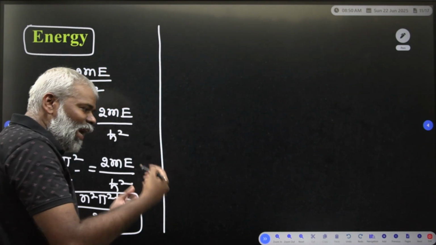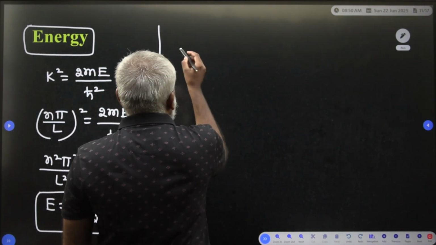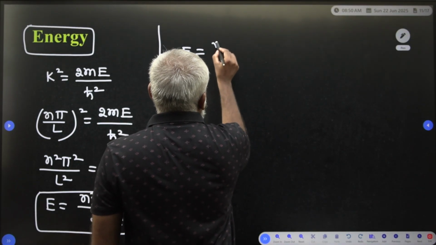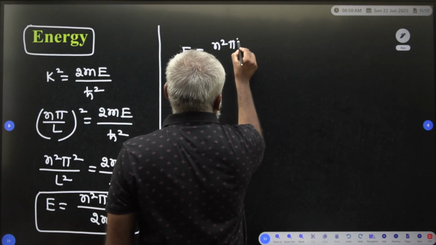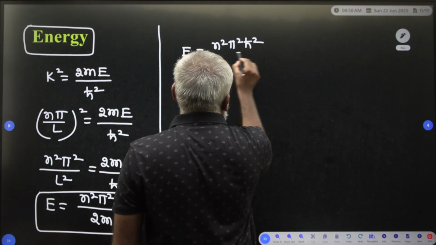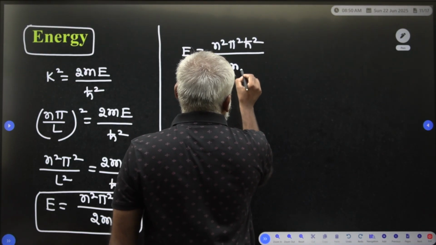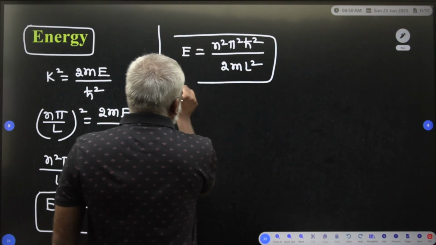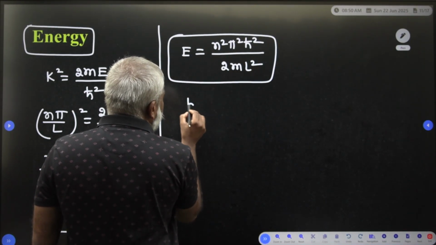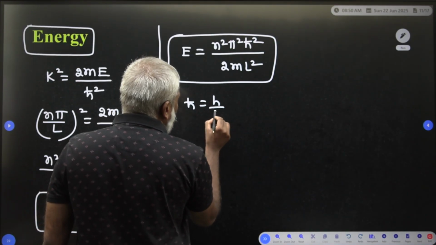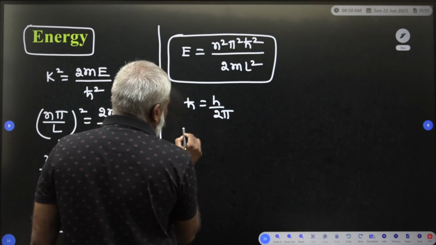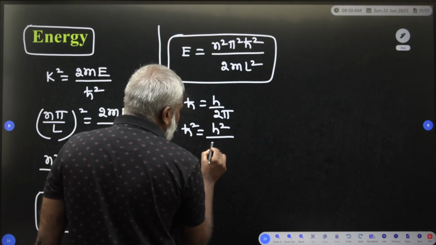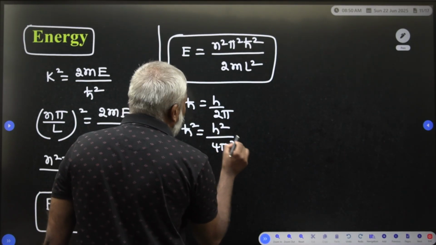Now again I am rearranging. E is equal to n square into pi square h cut square divided by 2m into L square. This is the energy expression you have to write. But we know that h cut is equal to h by 2 pi, so h cut square is equal to h square divided by 4 pi square.